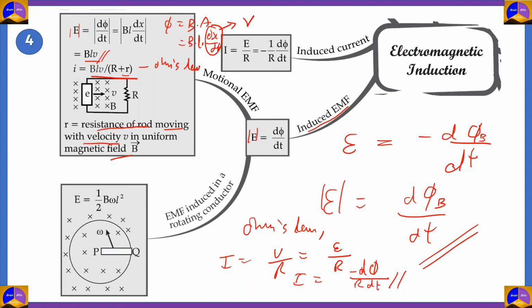So then we have EMF induced in a rotating coil, which is again similar to BLV, but over here we have angular velocity. So V is R omega. Again, we use L in this case, so L omega. So the EMF will be equal to B L square omega. So the EMF is given as half times B times omega times L square. Omega is angular velocity.